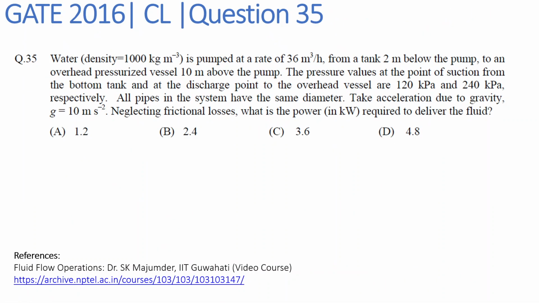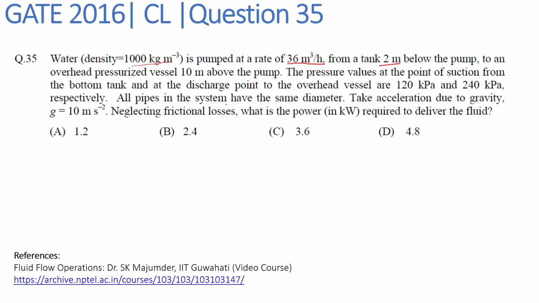Now the second question is related to Bernoulli's theorem. This is question number 35 from GATE 2016. The question is, water with a density of 1000 kg per meter cube is pumped at a rate of 36 meter cube per hour from a tank 2 meter below the pump to an overhead pressurized vessel 10 meter above the pump. The pressure values at the point of suction from the bottom tank and at the discharge to the overhead vessel are 120 kilopascal and 240 kilopascal respectively.